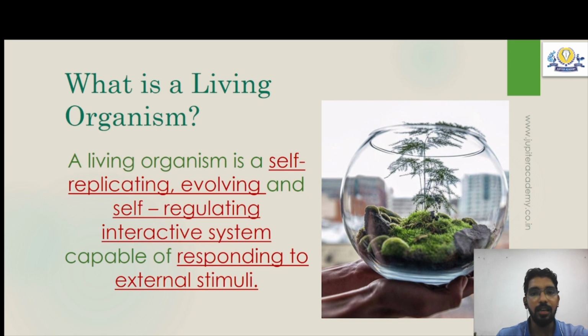Next, what is a living organism? A living organism is a self-replicating organism, meaning it does not need somebody else to replicate. It is ever evolving, always keeps on evolving, and is self-regulating. It can regulate its own well-being, and it is interactive with the environment and with other living organisms. So a living organism is a self-replicating, evolving, and self-regulating interactive system capable of responding to external stimulus. The external stimulus can be multiple things, such as light, temperature, heat, and so on.